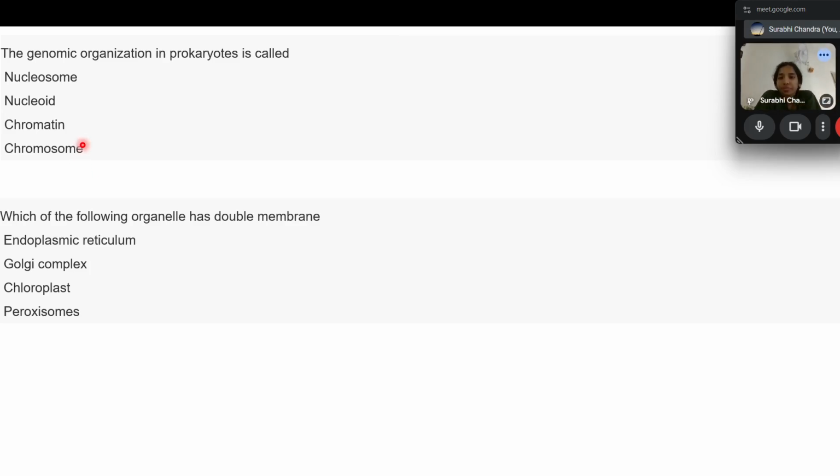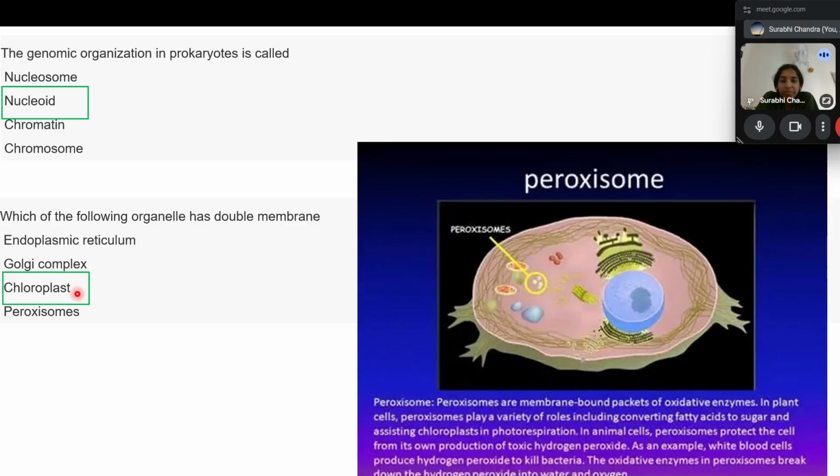The genomic organization in prokaryotes is called nucleoid, right? Because it is not really compartmentalized and well defined. Now, which of the following organelles has double membrane? So the double membrane one that we saw is chloroplast.